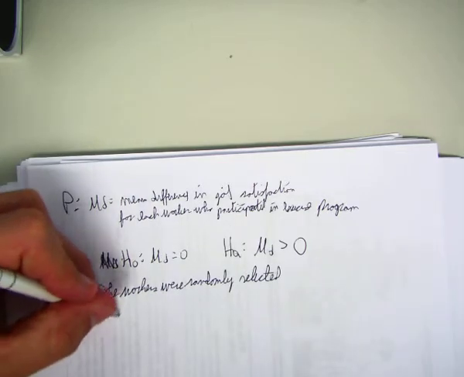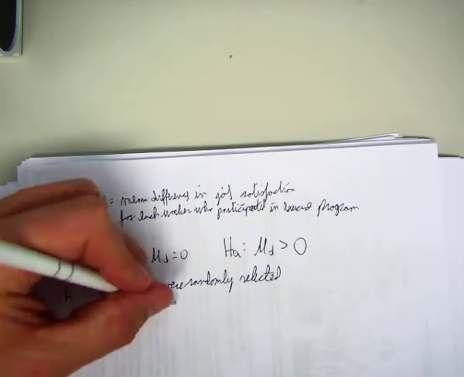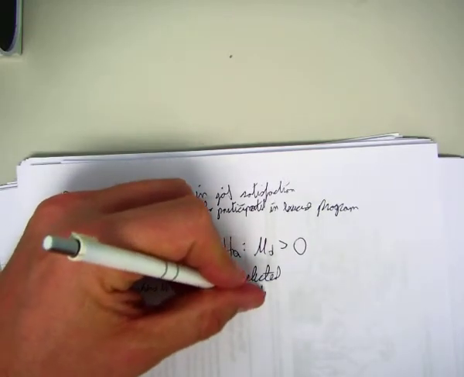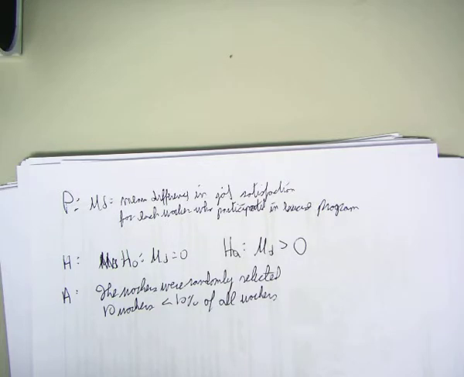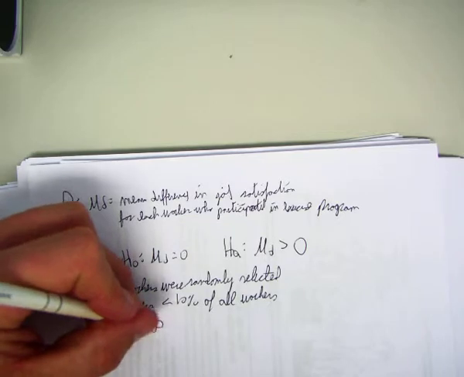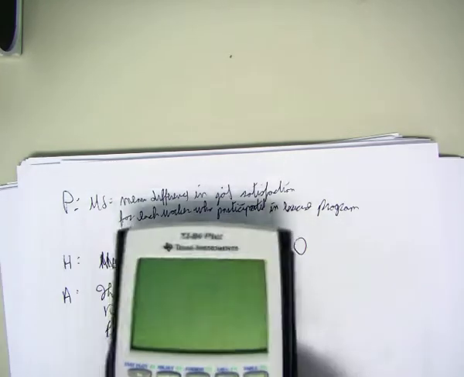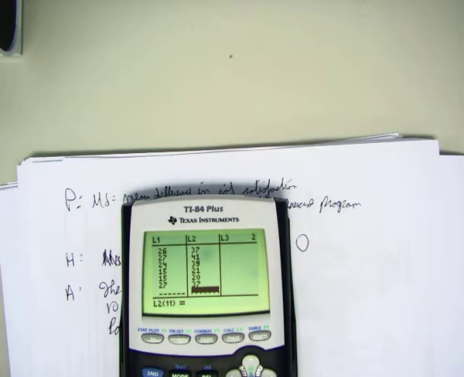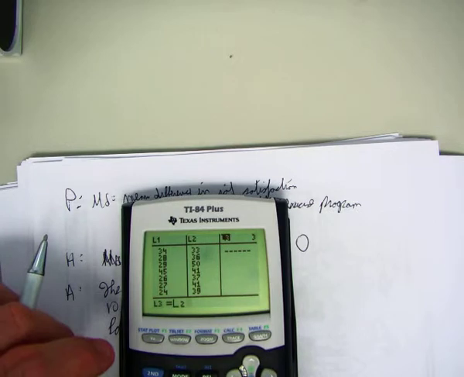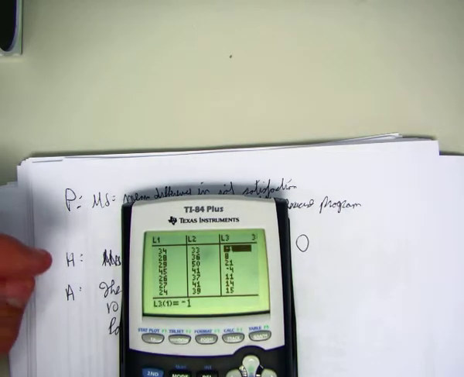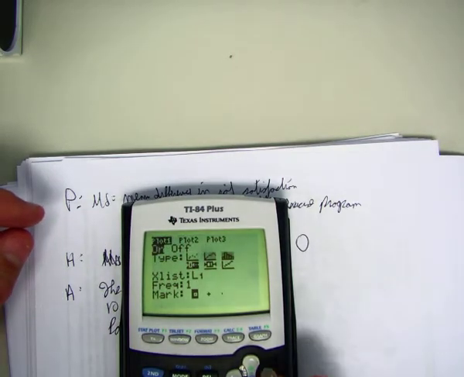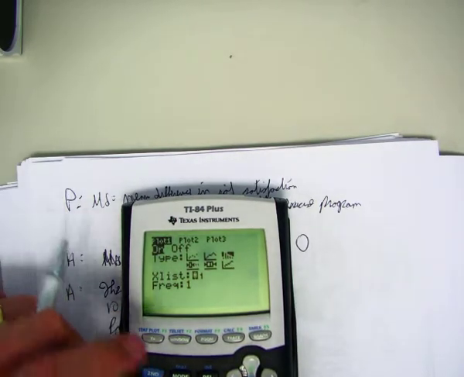Okay, 10 workers is less than 10% of all workers. This is paired data. Okay, and then we got to check the nearly normal. So what I did is I put in the before in L1 and the after in L2. So in L3 I'm going to do L2 minus L1, and that's what my L3 list is going to be. And then I'm going to go to plot, and I'm going to do histogram for my list 3.